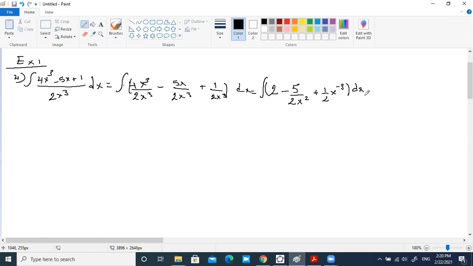So what will be the final answer? Add 1 and divide. Take the integral. So the integral of 2 is 2x, and the integral of 5 over 2x squared.